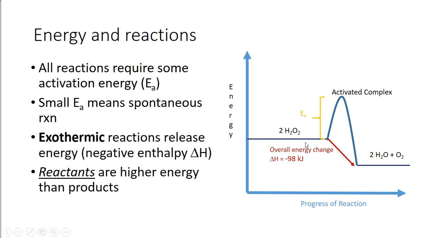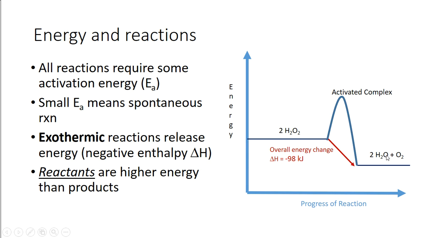So that means 98 kilojoules will be released because of the potential energy difference between this higher up peroxide and this lower down water and oxygen. So we have a negative sign in front of the energy because it's released, and the reactants lose that energy. They lose 98 kilojoules to become products. So exothermic reactions are when reactions release energy, and that would mean the reactants are of higher energy than the products.